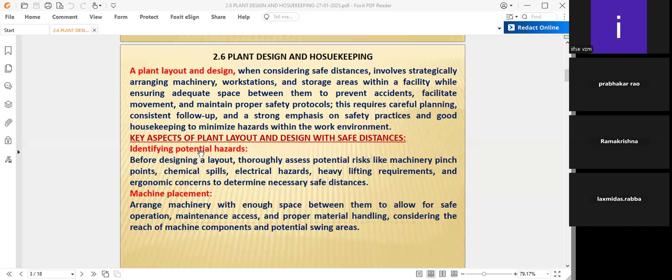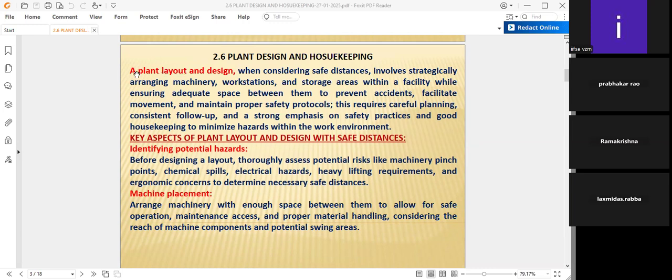Opposite to the process department there is a workshop, so fabricated material can easily go from the workshop to the process department. During the plant design only, we have to see where the housekeeping is planned.